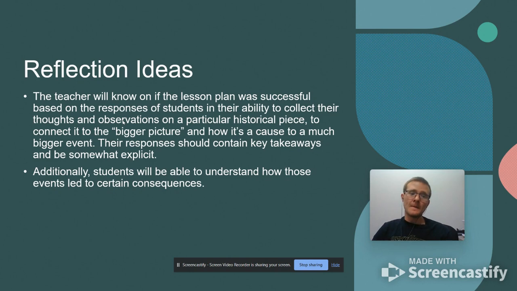Reflection ideas. So the teacher will know if the lesson plan was successful based on the responses of students and their ability to collect their thoughts and observations on a particular historical piece, to connect it to the bigger picture, and how it's a cause to a much bigger event. Their responses should contain key takeaways and be somewhat explicit. And then additionally, students will be able to understand how those events led to certain consequences.